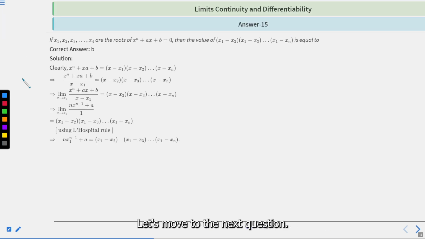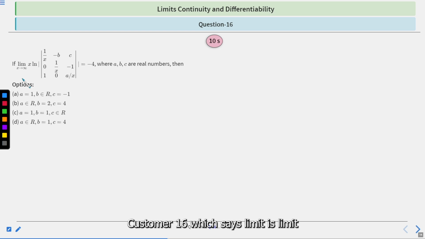Okay, let's move to the next question, question number 16, which says: if the limit as x tends to infinity of x ln of the determinant of this matrix is equal to -4, where a, b, c are real numbers, then which option is correct? You have 10 seconds to solve this question. The hint is to first calculate this determinant, and you get a function in x. Then calculate the limit as x tends to infinity and equate it with -4. After that you will get the values of a, b and c. After 10 seconds we will discuss the solution.